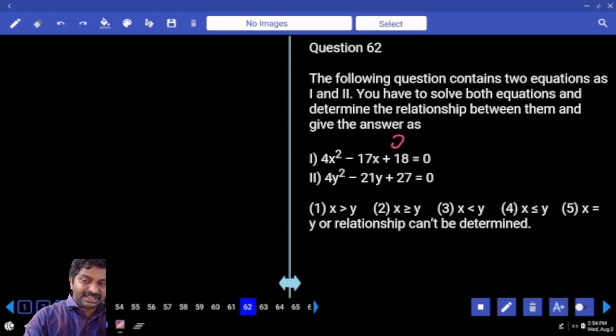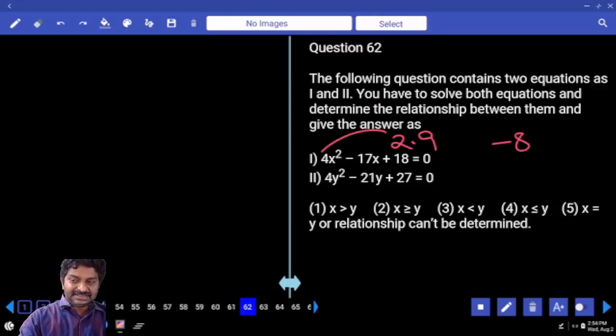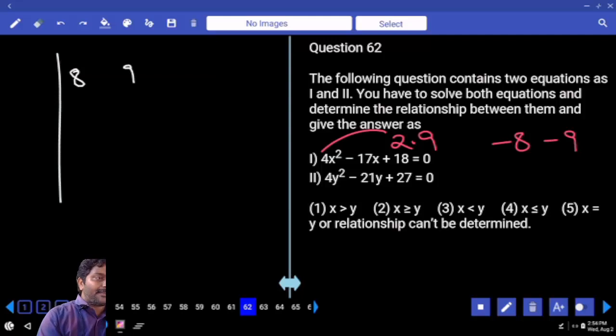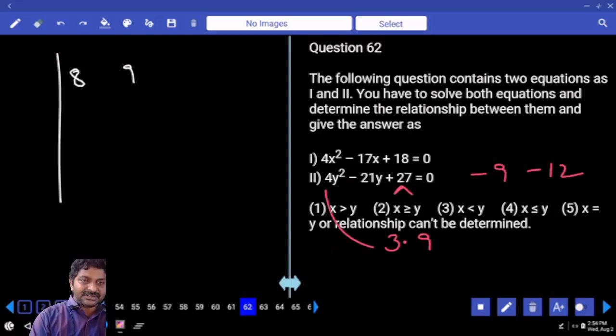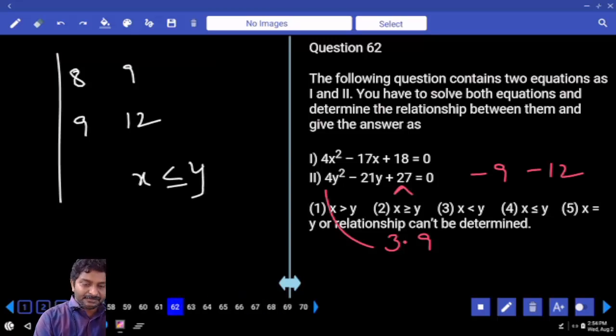Now this can be written as 2 into 9. 4 into 2. Minus 8 minus 9 minus 17. Condition satisfied. Factors are 8 comma divided by, not required because y square is also having same one, correct? So this number we can write it as 3 times of 9, 4 3s. So minus 9 minus 12 is the combination. Factors are 9 comma 12. X is less than or equal to Y.